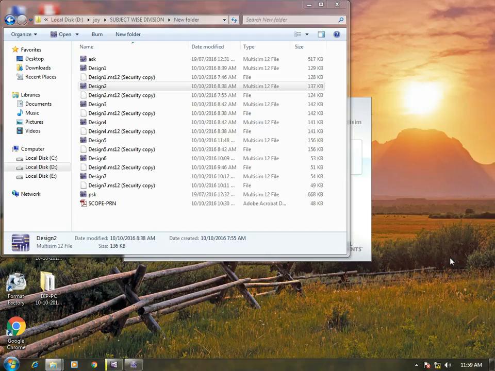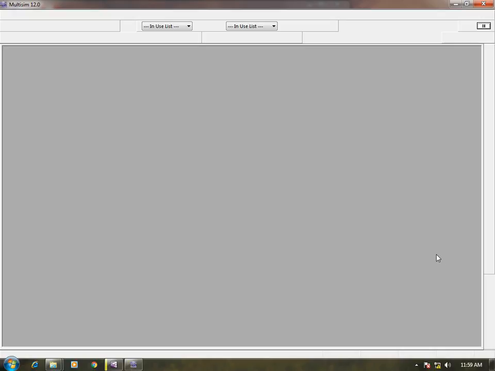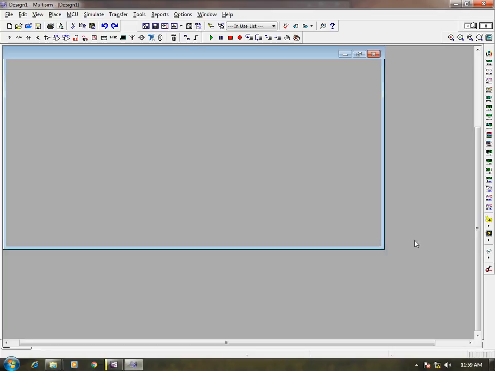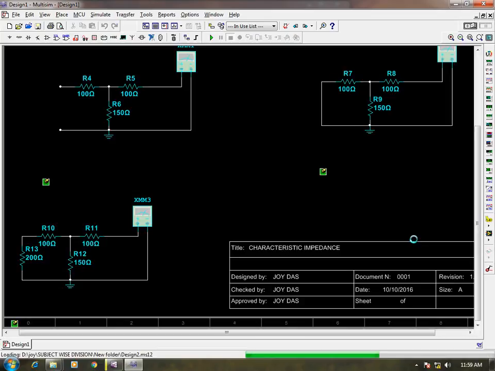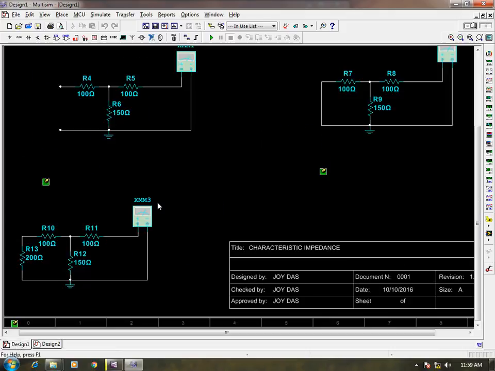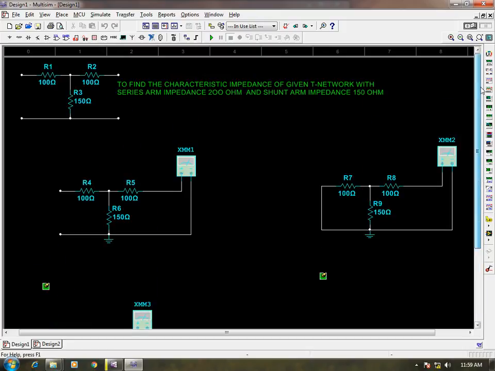Before going into details, at first, what is characteristic impedance? Characteristic impedance is a basic characteristic property of a symmetrical network, which defines its basic characteristics, and that's why the name characteristic impedance. That is an impedance that is measured in terms of open circuit impedance and short circuit impedance.